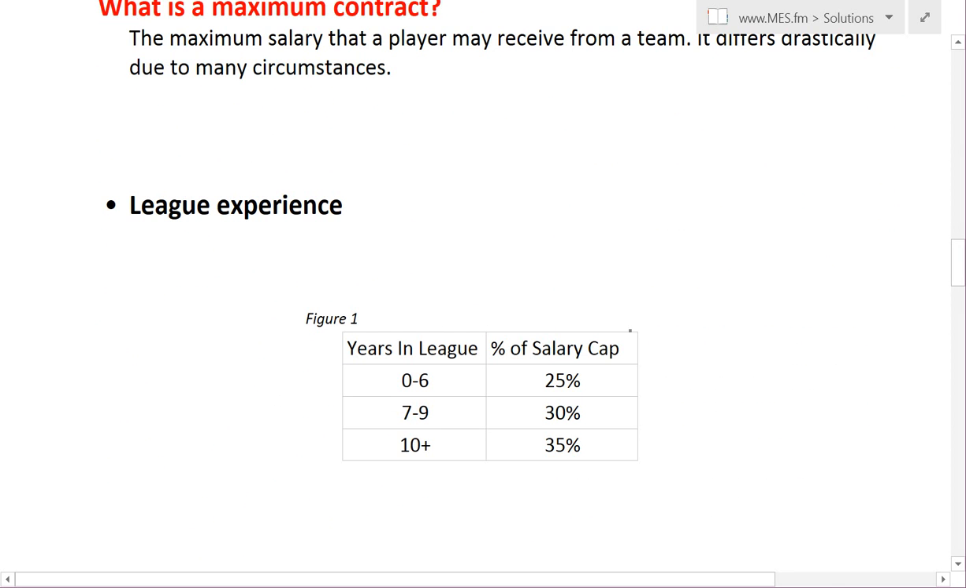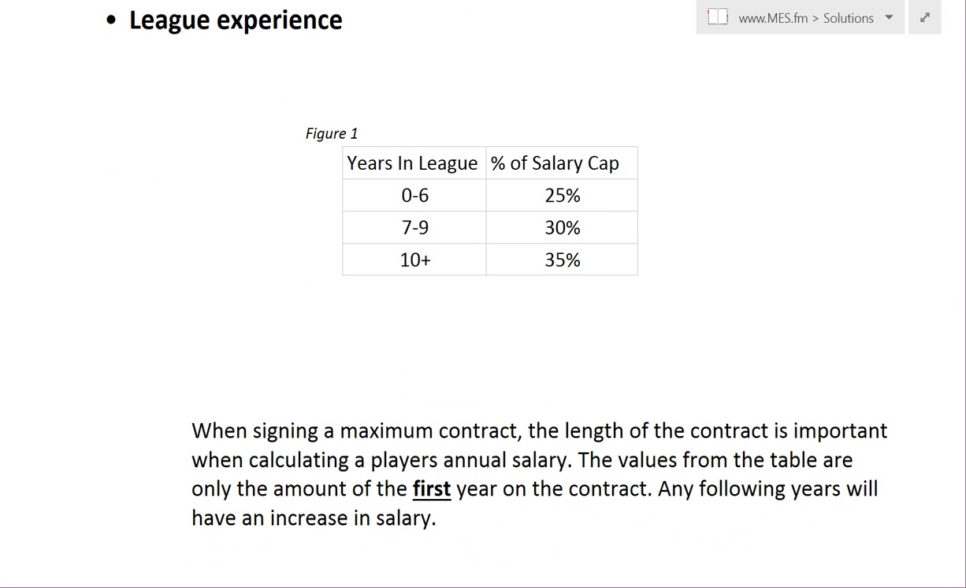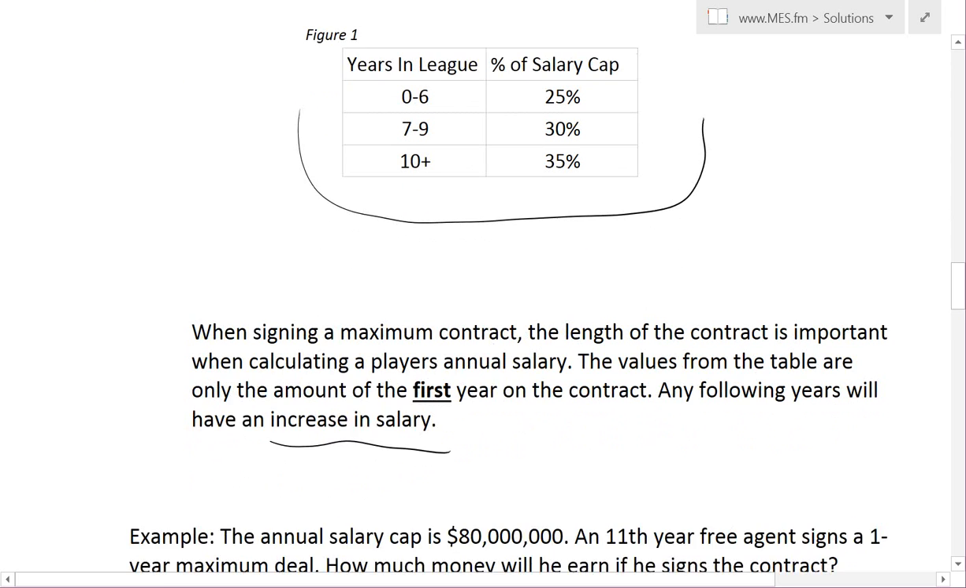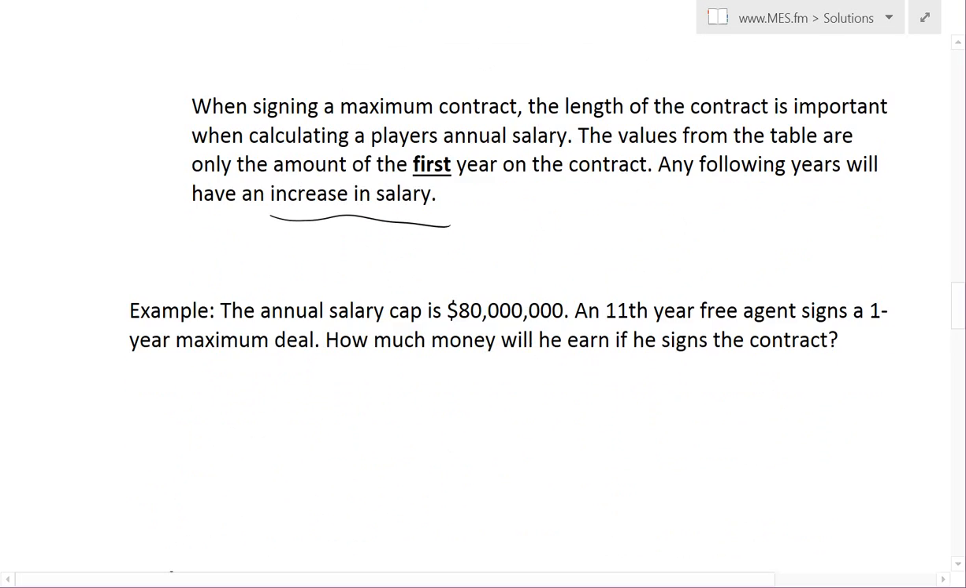So let's say in this example, when signing a maximum contract, the length of the contract is important when calculating the salary. When you calculate, let's say 25%, because the player is in his 4th year, that's the player's first year on the contract. And then any years after that, he'll get an increase in salary. So this figure 1 is to calculate the first year in a maximum contract. Let's just take a look at a quick example.